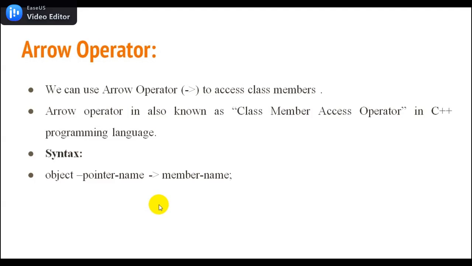In today's video there is one more concept, the arrow operator. The arrow operator is used to access the class member. It is also known as the class member access operator. Here is the basic syntax for the arrow operator, showing how we can access a class member with the use of the arrow operator. Let's understand the arrow operator and structure with one example.